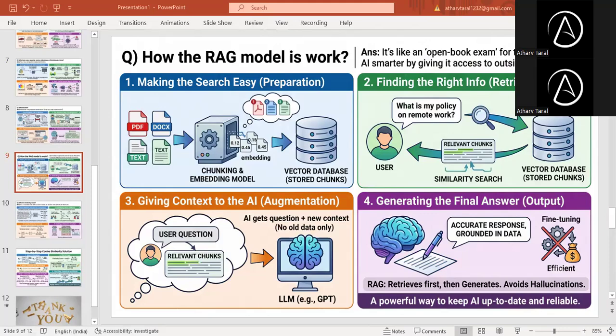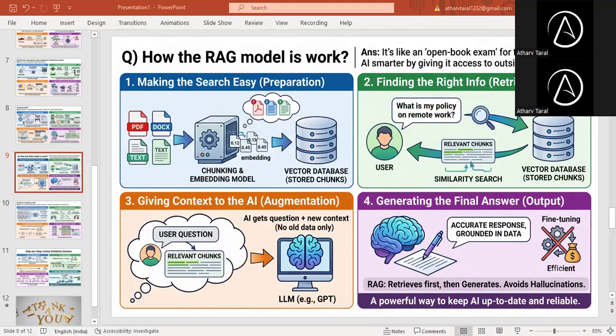So step one is making the search easy. First we take all our documents, like a PDF or a text file, and break them into small pieces. Then we convert these pieces into numbers, which is called embedding. We store those in a specific place. That place is called the vector database.